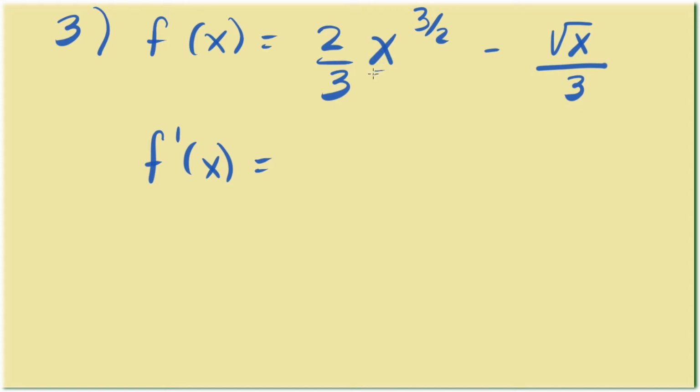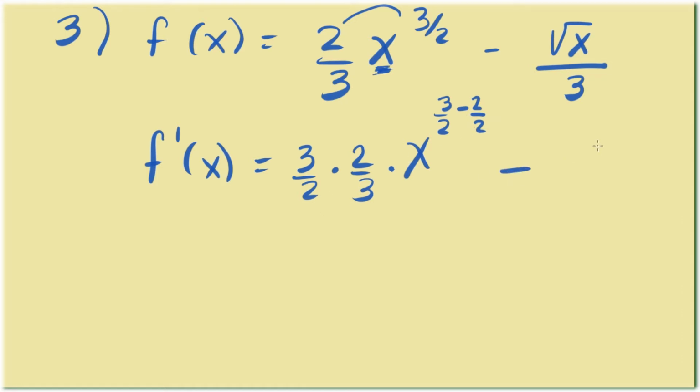Now check your x. It has to be plain x, and it has to be numerator. So we satisfy those two requirements. So now we can multiply this 3 halves times 2/3 multiplied by x raised to 3 halves minus 1. So that minus 1 is in the form of minus 2 over 2. And then, if you want to pull out this over 3, that's the same as 1/3, because that's 1 square root of x over 3. So you can pull out the 1/3 if you want.